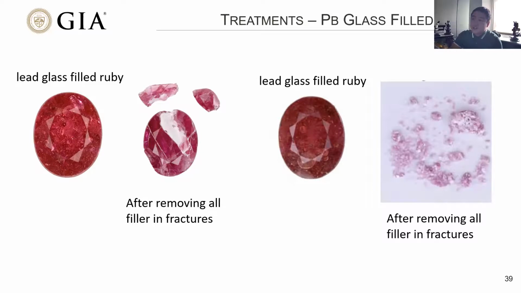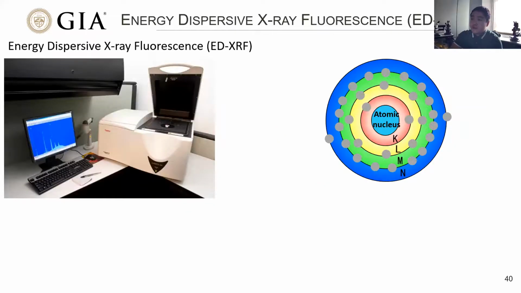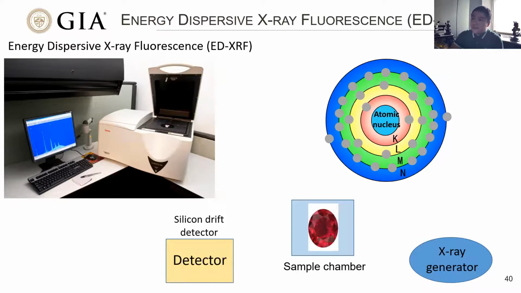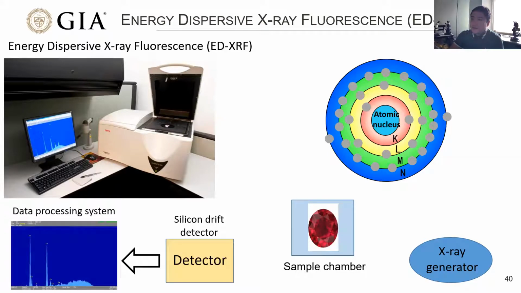Besides using a microscope, we can also use one instrument to detect the presence of lead in this type of ruby, to further confirm and unravel this treatment chemically. The instrument is called Energy-Dispersive X-ray Fluorescence. The image shows the instrument used in GIA Carlsbad laboratories. The instrument is mainly composed of an X-ray generator, sample chamber, detector, and a data processing system. X-ray is a kind of electromagnetic wave with short wavelengths and high energy. Its wavelengths and energy range are between ultraviolet rays and gamma rays.